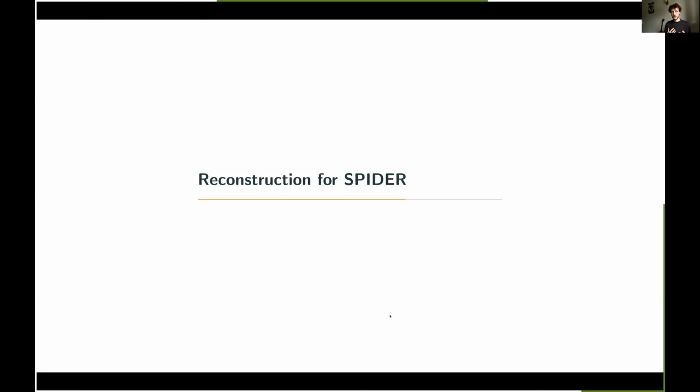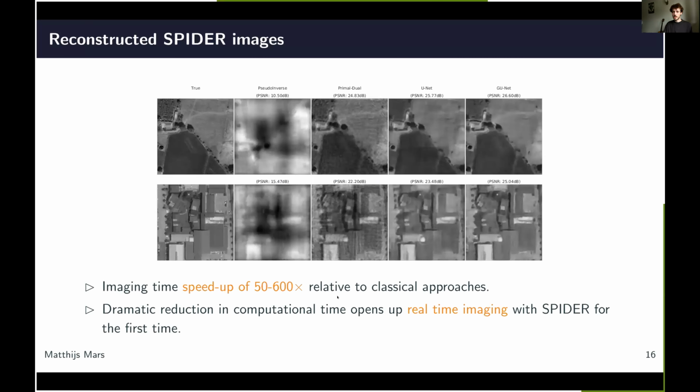So let's see how we actually use this for Spider and what kind of results you can get. For Spider, we did reconstruction of galaxy images and satellite images, so Earth observation tasks. What you see here are some satellite images. On the left, you can see the true image. Then the pseudo-inverse, which is the dirty image. Then a primal dual reconstruction, which is a classical iterative optimization technique. And then our learned post-processing, the UNet, and the learned iterative method, the gradient UNet.